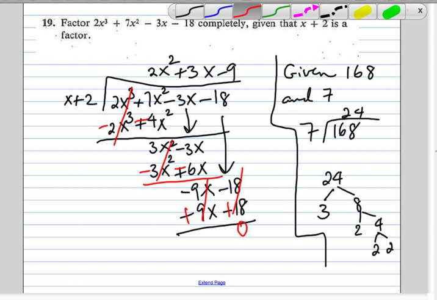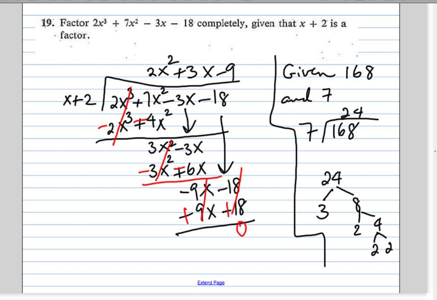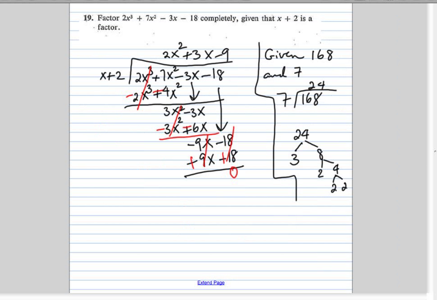If we did not get 0 as our remainder, then we should know that we did something wrong, because they told us that x plus 2 is a factor. That means we have to get 0 when we finish dividing. Just as in the example 168 and 7, if we divide 168 by 7, we should get a remainder of 0. Okay, now we check to see if we could factor further.